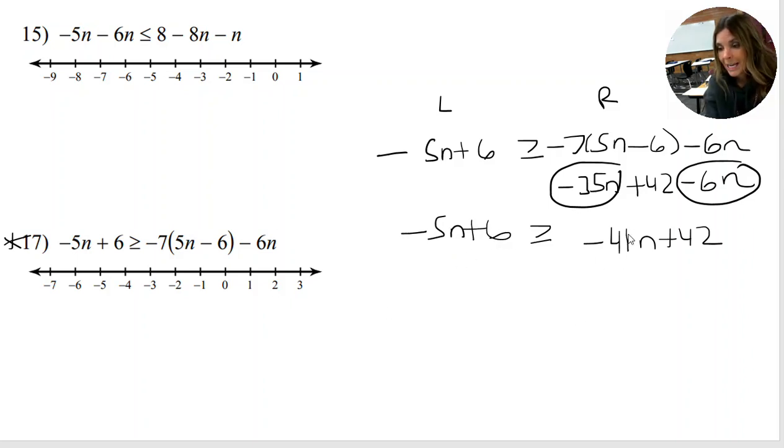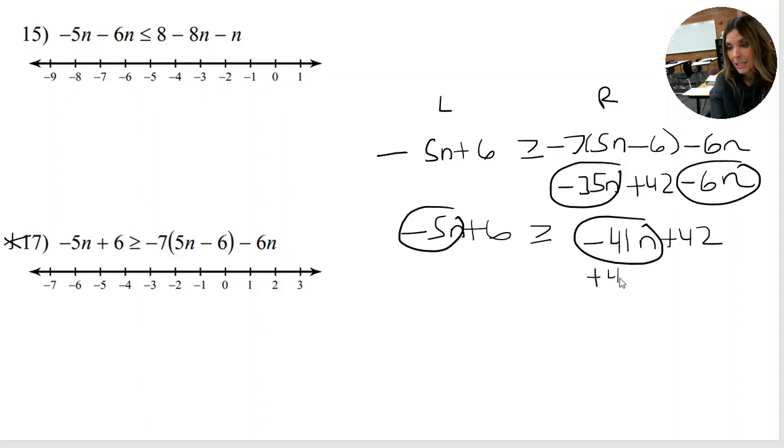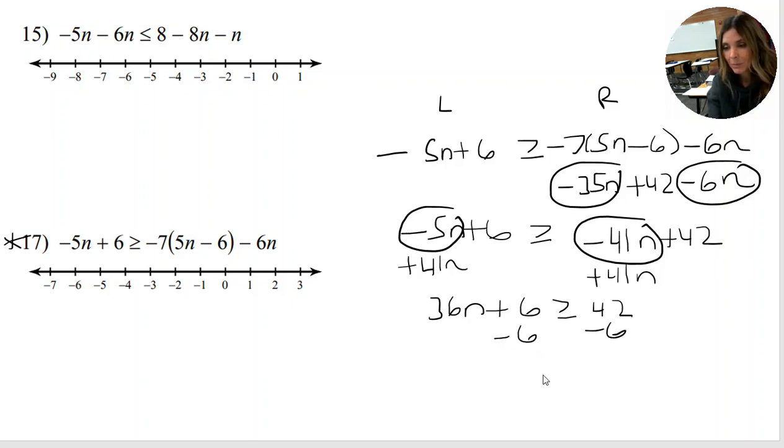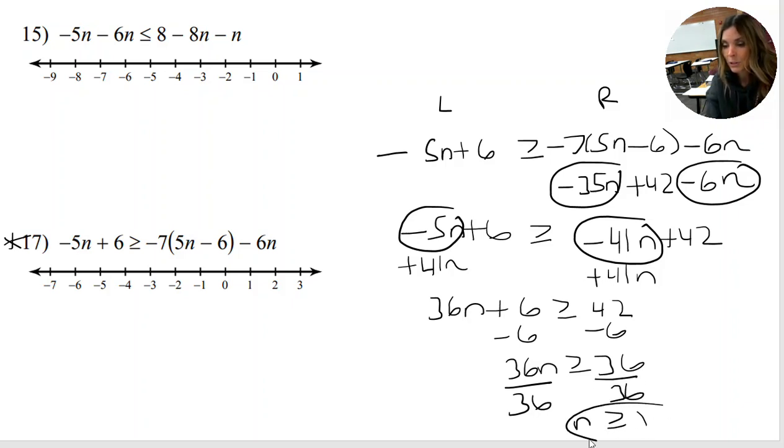Okay, once I have simplified the left, simplified the right, I now am going to collect my variable terms on one side of the inequality. So I'm going to add 41n to both sides, which leaves me with 36n plus 6 is greater than or equal to 42. Okay, now I just solve from there. So I'm going to subtract 6 from both sides. 36 times n is greater than or equal to 36. Then we are going to divide by 36, and we get n is greater than or equal to 1.